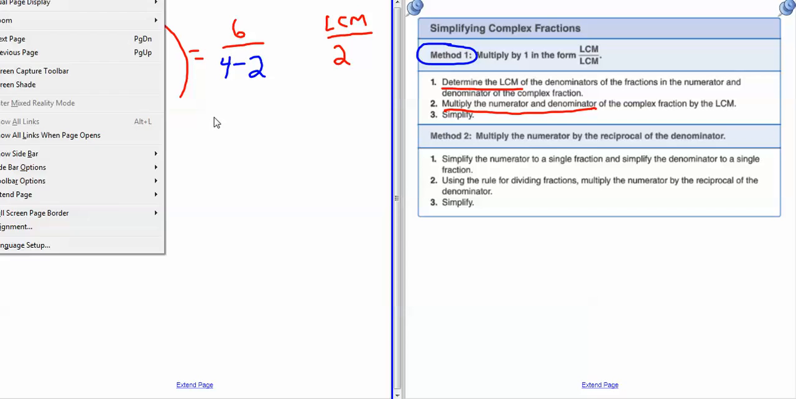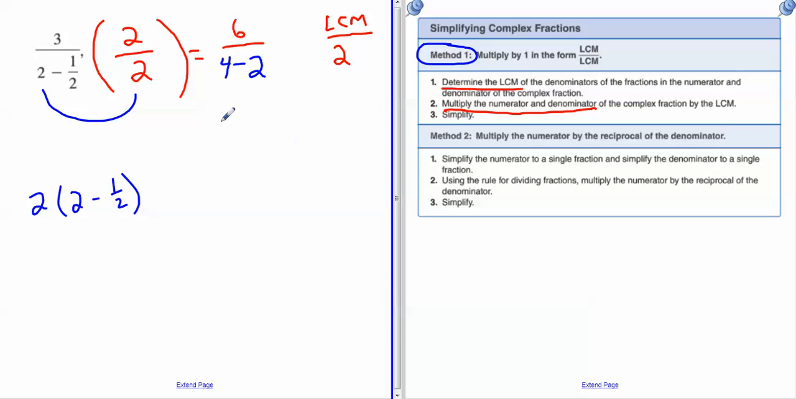So what do we get then? We get our numerator of 6, denominator of 4 minus 2, 2. 6 over 2 is 3. And there's our simplified complex fraction. This fraction here is equivalent to, or is equal to, 3. And we're done. We've simplified by finding the lowest common multiple of any fraction.